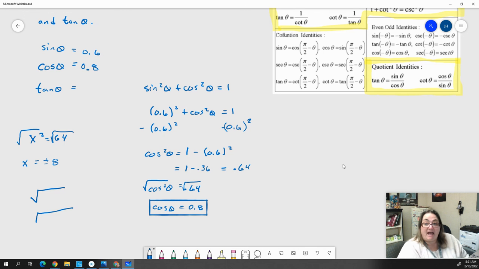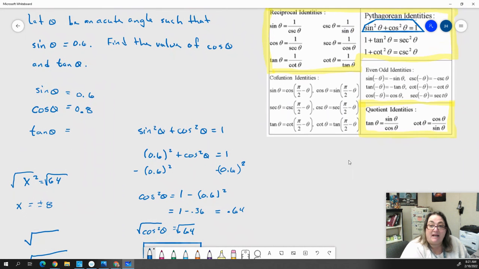And so what do we have that has tangent, sine, and cosine in it? Or tangent and cosine, because I have values for sine and cosine, and tangent equals sine over cosine, right? Right here, tangent equals sine over cosine. So we could just write this as 0.6 over 0.8.